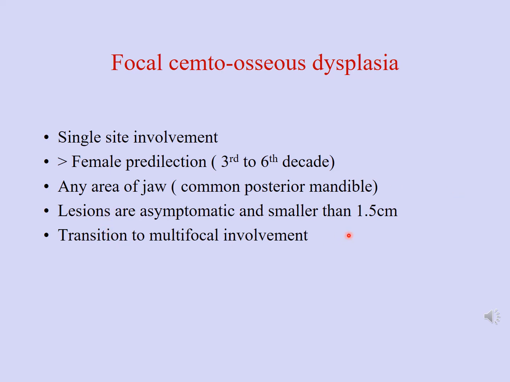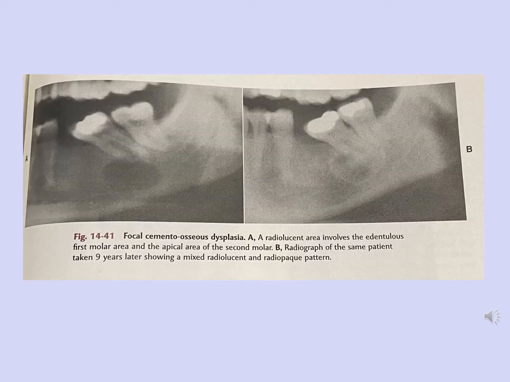Lesions are asymptomatic and smaller than 1.5 centimeters. Many times it is believed that these focal cementoosseous dysplasias are a transition to multifocal involvement. So basically, at what time a patient comes to the dentist, at what stage of the maturation of the lesion you have taken the radiograph, you will be coming up with a diagnosis.